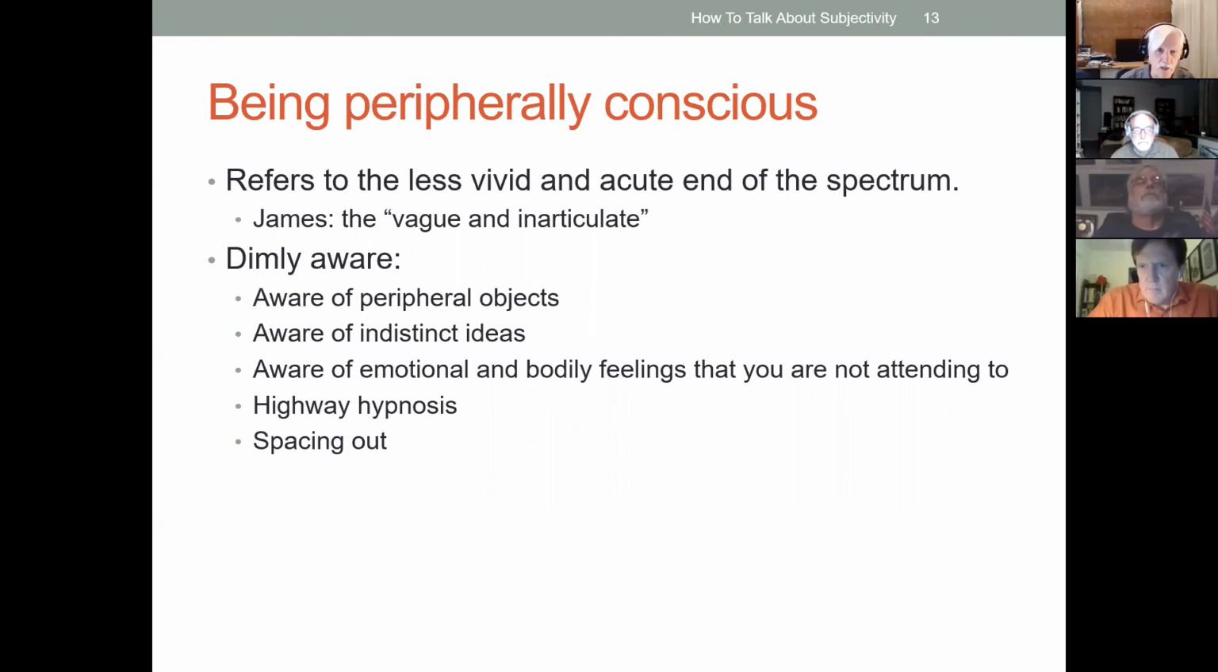But what I'm saying is, in that instance, you are peripherally conscious of the road and your car and so forth. You may have had the experience of just spacing out. You've got stuff in front of you and your mind is off in la la land. You're peripherally conscious.